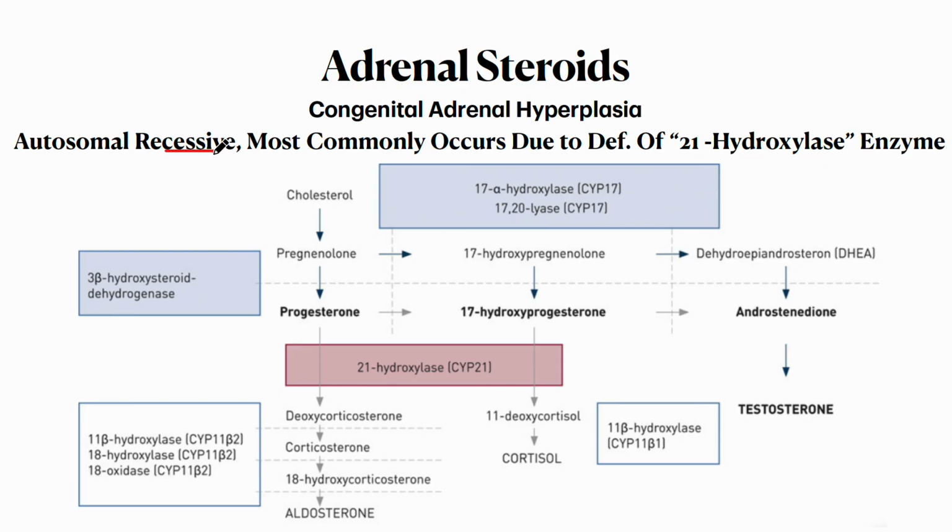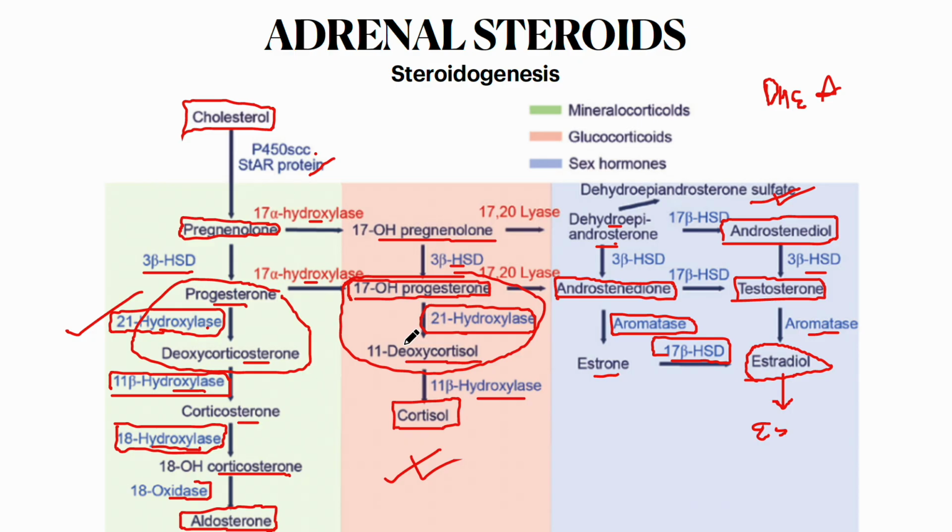So it is an autosomal recessive disease, and it most commonly occurs due to deficiency of 21 hydroxylase enzyme, but it can also happen due to deficiency of 11 beta hydroxylase or 18 hydroxylase enzyme, right? It can happen like that. So in the synthesis, this is the same chart in a simplified manner. So in the synthesis, cholesterol to pregnenolone, and that to progesterone, that to deoxycorticosterone, right? So this 21 hydroxylase enzyme is deficient, right?